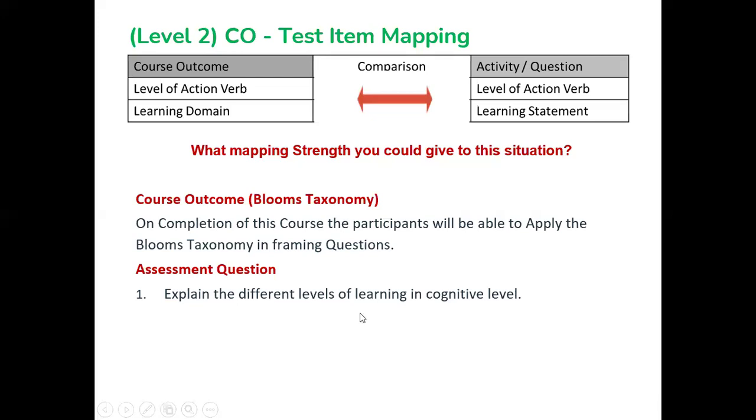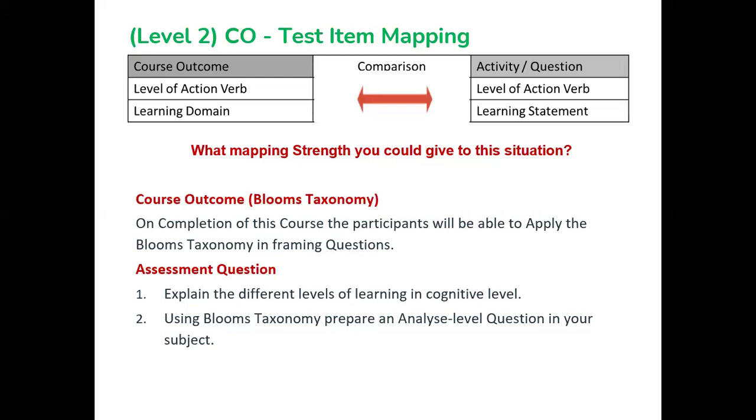So this question being in the lower order compared to my CO, we cannot expect that every participant will attain the outcome fully, because my question is one or two levels below the level of the CO. That is the reason. Now, another question: Using Bloom's taxonomy, prepare an analyze level question in your subject. What is the level of this question? Any idea?